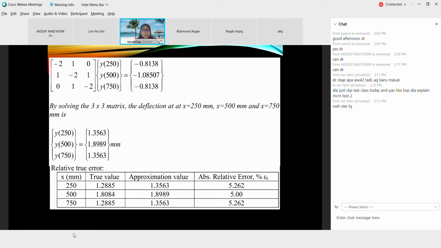Okay, among the popular questions, you must have your own value for each approximate value. And then you need to know your true value. If the question gives you the true value equation, you just need to substitute the independent value, produce the true value, and then calculate the absolute relative error. Okay, the formula is true value minus approximate, divided by true value, multiply 100.